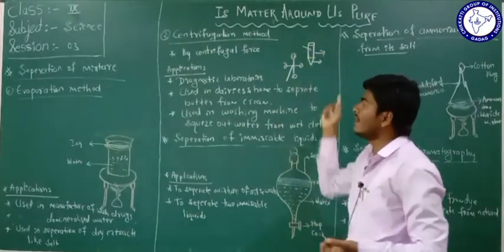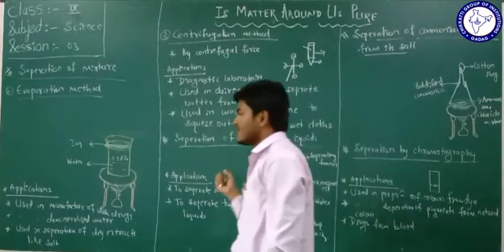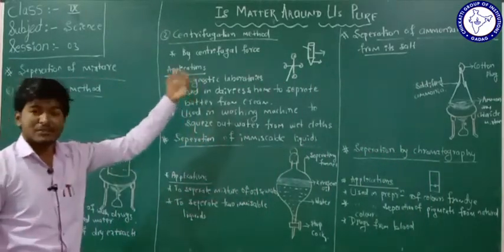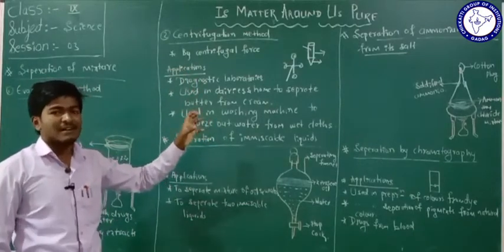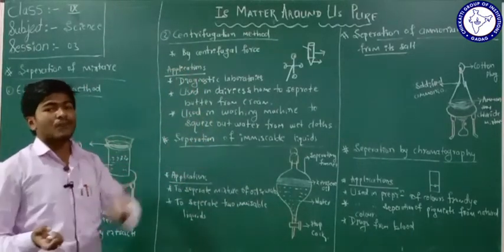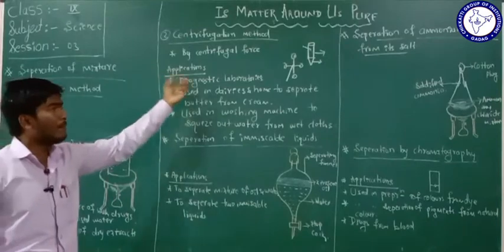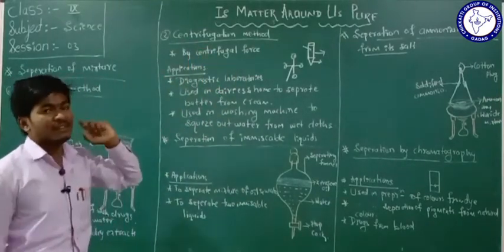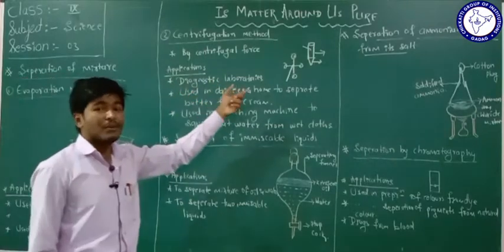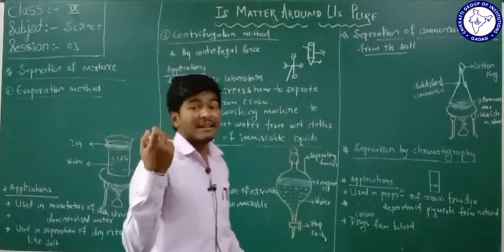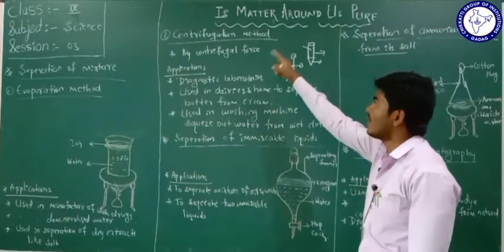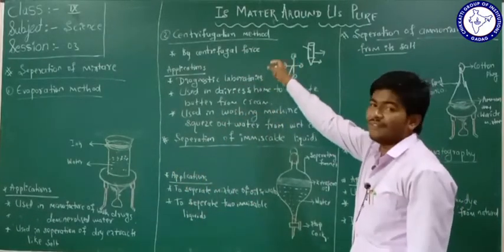So it is another type of separation method which we use to separate mixtures, isn't it? We are going to separate the solute from the solvent. So what are the applications of this centrifugation method? This centrifugation method is used in diagnostic laboratories, that is, blood test laboratories and urine test laboratories. So in those laboratories we use this centrifugation method.